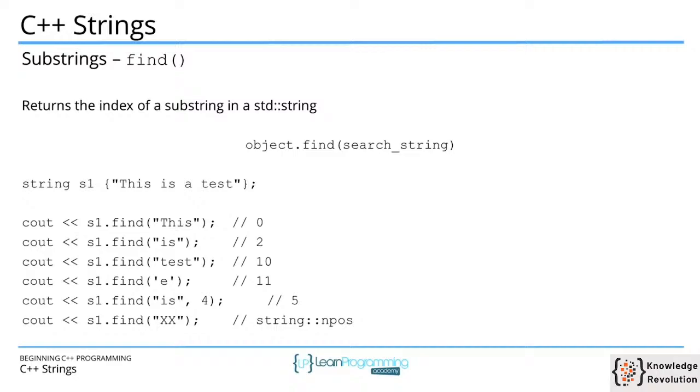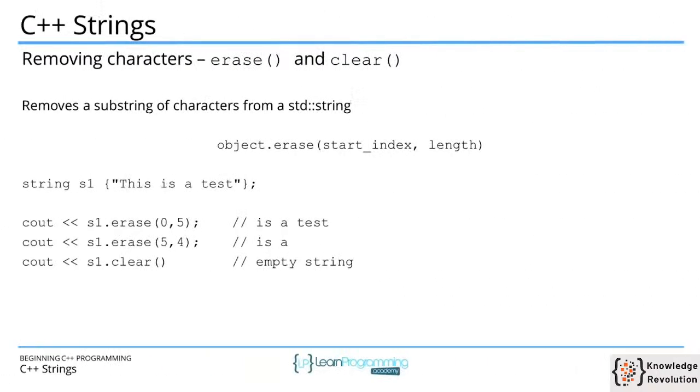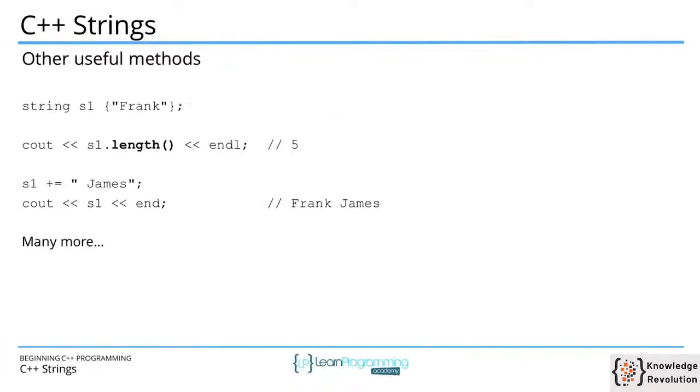There's also an rfind method that starts searching from the end of the string to the beginning of the string. We can also remove characters from a C++ string using the erase and clear methods. For the erase method, you provide the starting index and how many characters to delete. The clear method deletes all the characters in the string, so the string becomes the empty string. We've seen a lot of string methods, and you can see how powerful this class is.